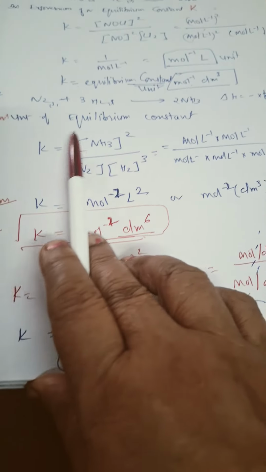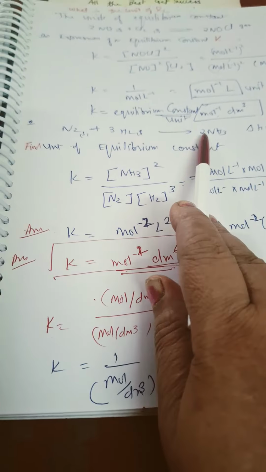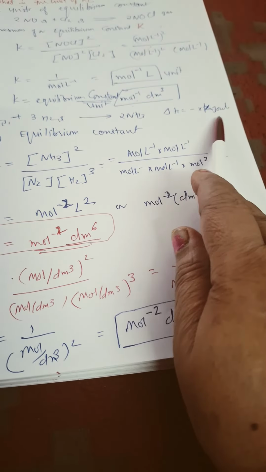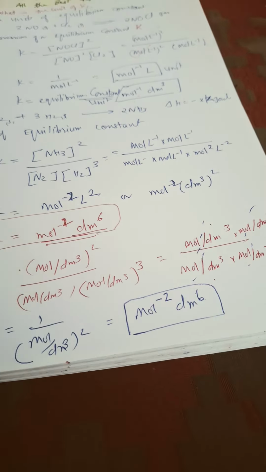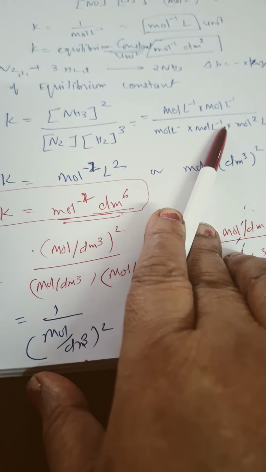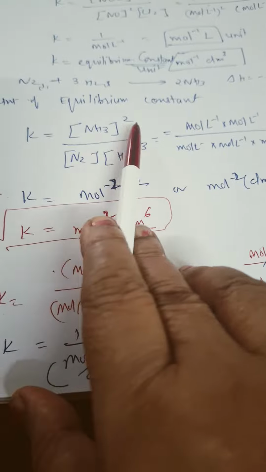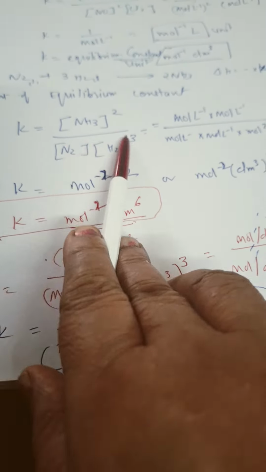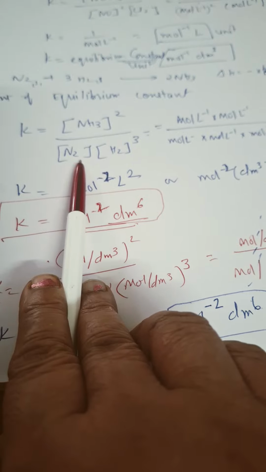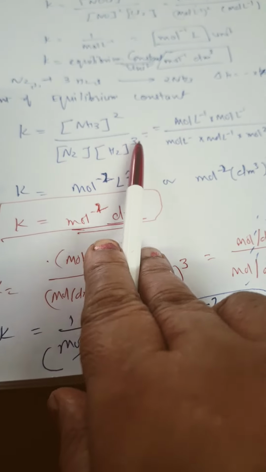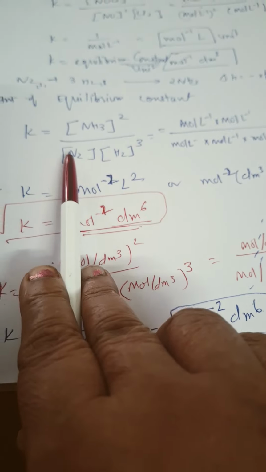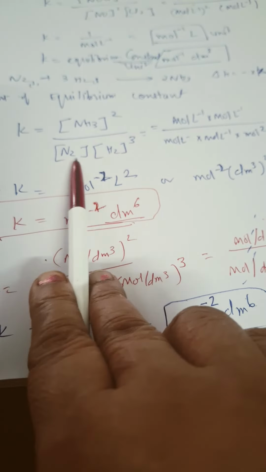Now the unit of the equilibrium constant for the production of ammonia. N2 plus 3H2 gives you 2NH3 and the reaction is exothermic. Delta H is equal to minus x kilojoule per mole. So first of all write down this equilibrium expression. K is equal to the square of the molar concentration of ammonia divided by the molar concentration of nitrogen and the cube of the molar hydrogen concentration. So it is the product of nitrogen and hydrogen concentration.